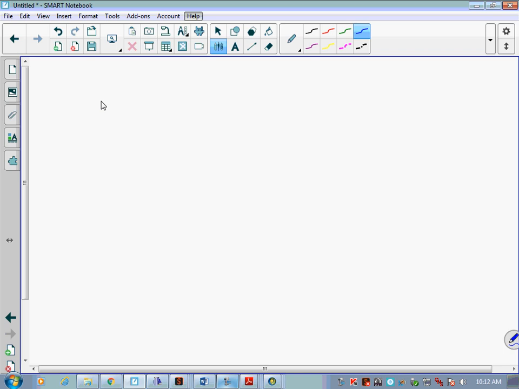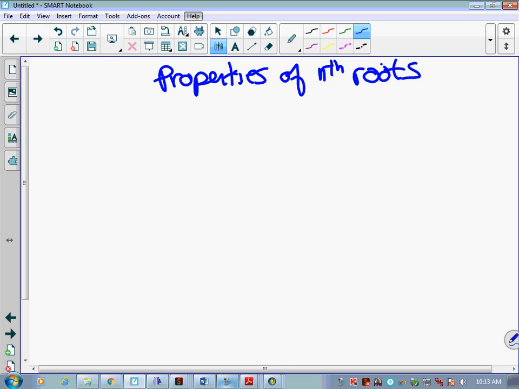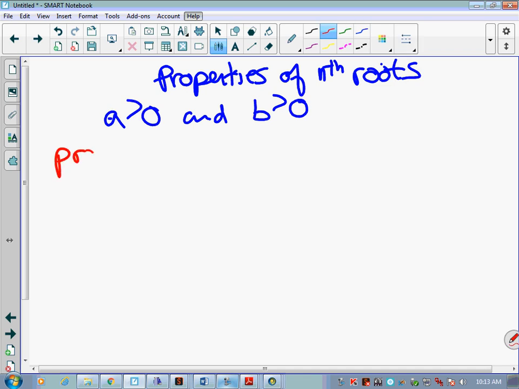All right, properties of nth roots. Where b is greater than 0, we have what is called the product property. What does the term product mean in math? Multiplication, very good. Product property.